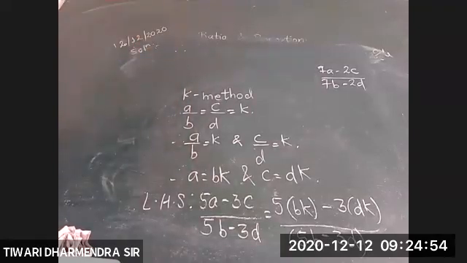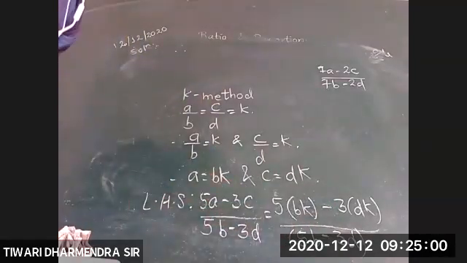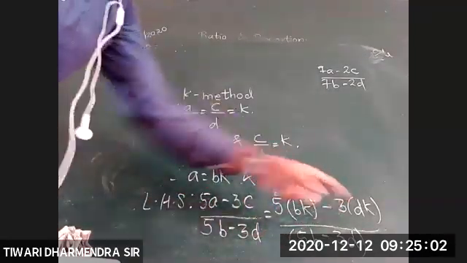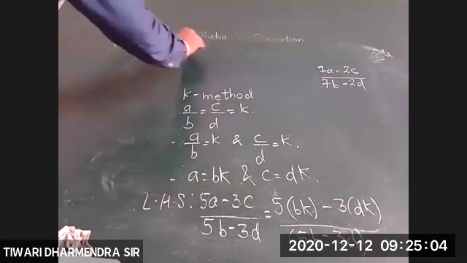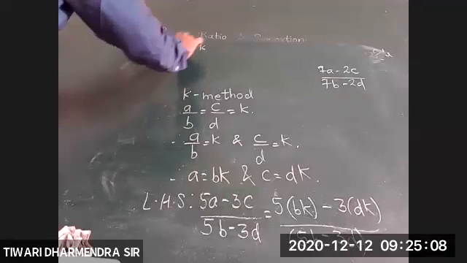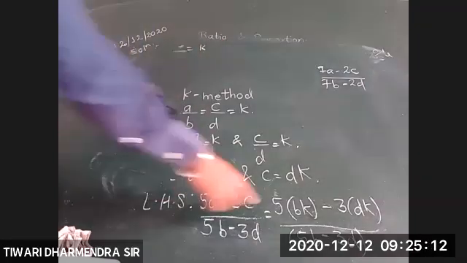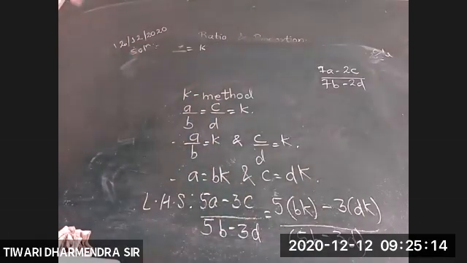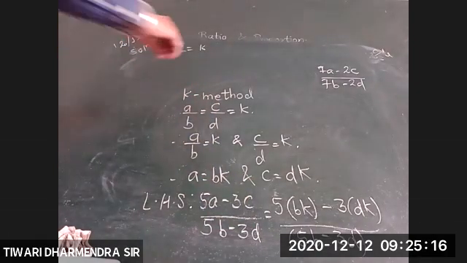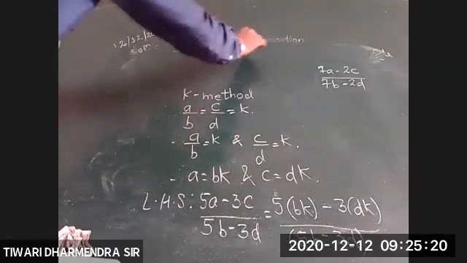So therefore, in the numerator, we can see what is common. We can see that k is common. So take k outside. This is equal to, therefore is not required here as we are solving an expression. So equal to, we have taken k common. What remains? 5b minus 3d.